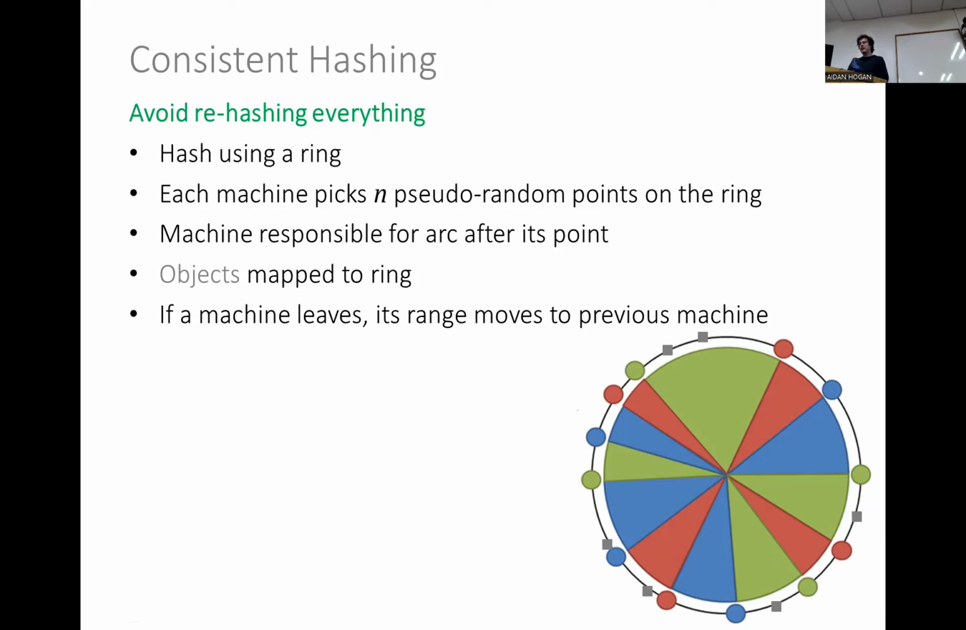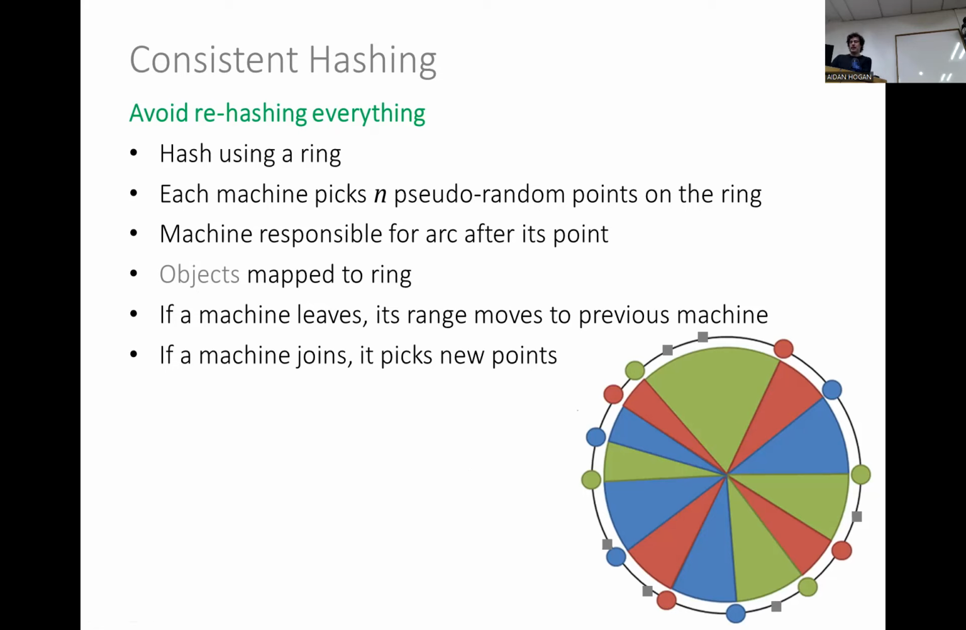The idea now is that if a machine leaves, its range can be moved to the previous machine. So if, for example, we were to get rid of the red machine here, then this point would move to the blue machine that came before it. So we don't need to rehash everything. We just need to move the objects that were assigned to that particular machine. And we can do that automatically by just assigning its range to the previous machine in the ring.